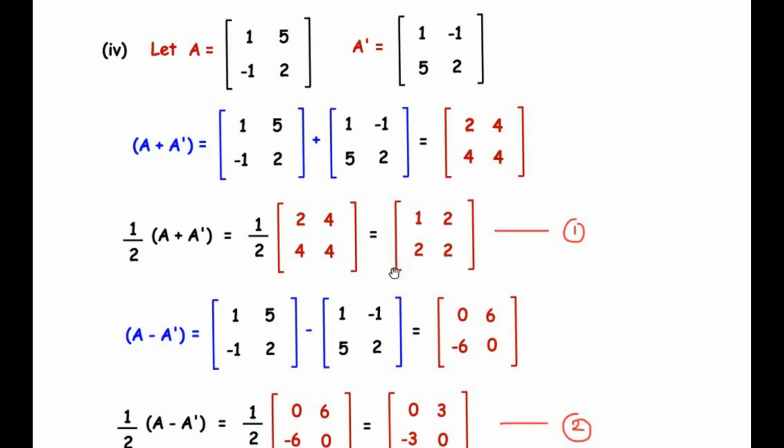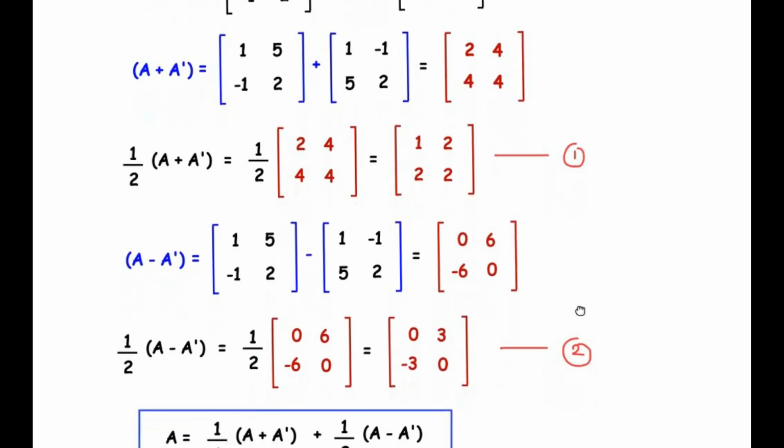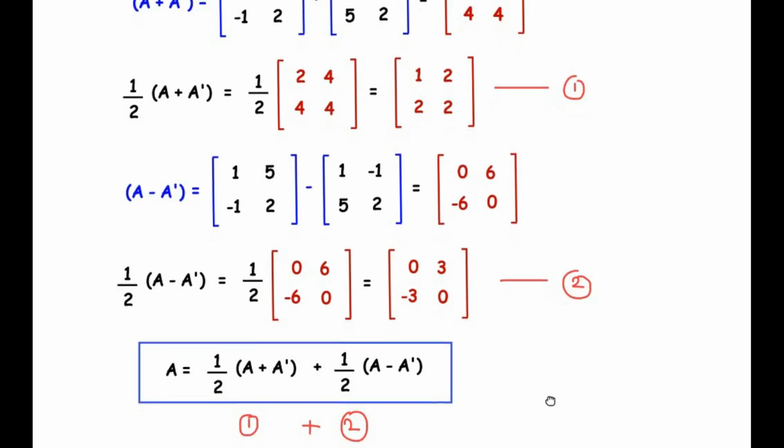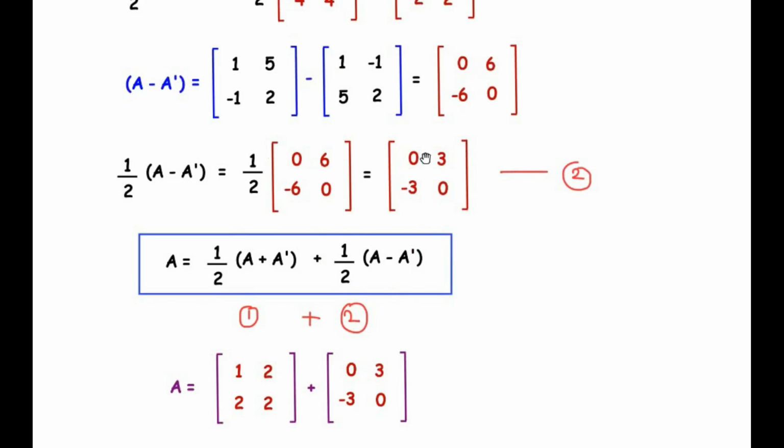Now the next step is finding out A minus A transpose. Now the subtraction between these two matrices gives us this matrix. So taking 1 over 2 times A minus A transpose, we get the matrix as 0, 3, minus 3 and 0. And let us consider this as 2. Now finally taking this formula, we have 1 plus 2. So this represents the symmetric matrix which we got, that is 1, plus this is the skew symmetric matrix. So when you add these two, you are going to get the original A matrix. So here this is going to be our answer.